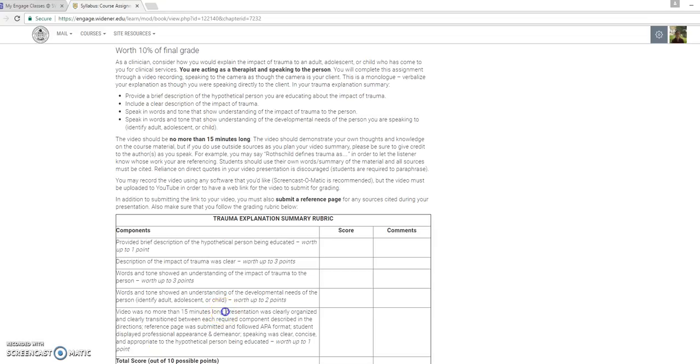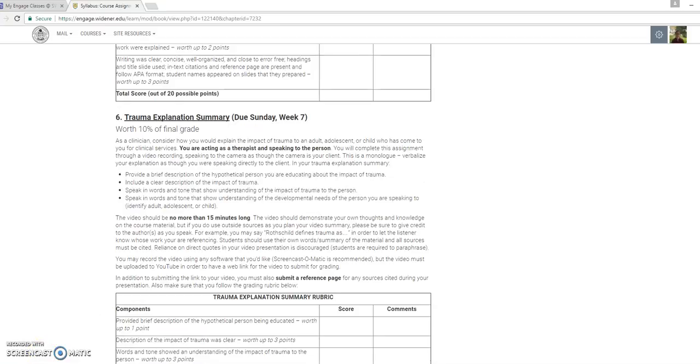Essentially the presentation has to be clearly organized and clearly transition between each component. You have to submit a reference page, so this is important, and follow APA format. If you are quoting Rothschild in your video, for example, you have to create a reference page and send it to me, with APA style citation. You would also be graded on your professional appearance and demeanor and how you educate the person. So this is the trauma explanation summary assignment.